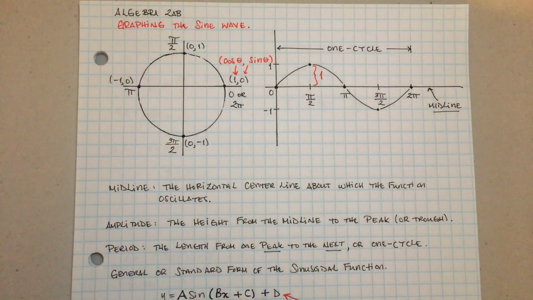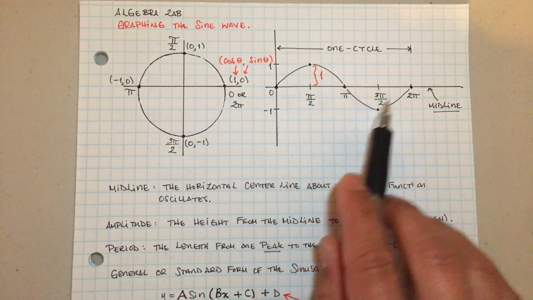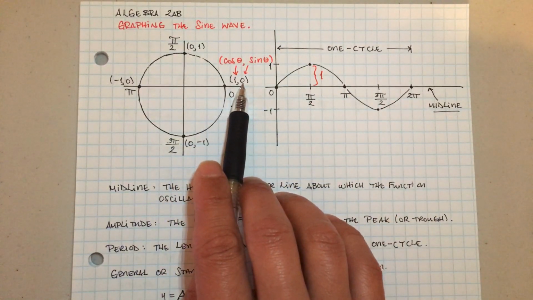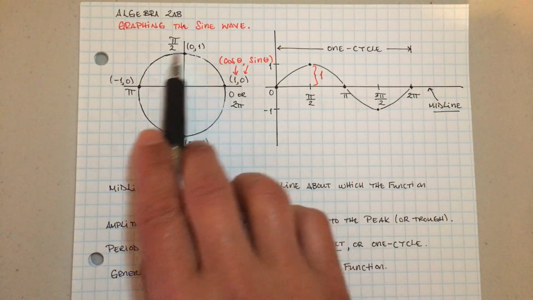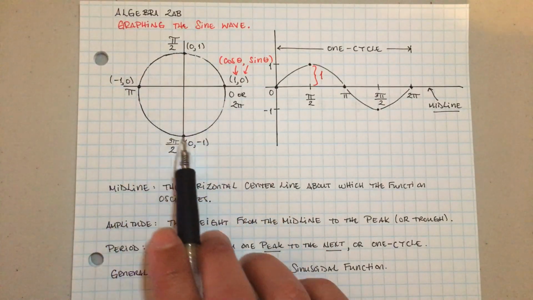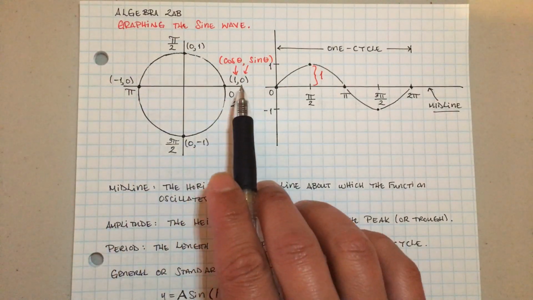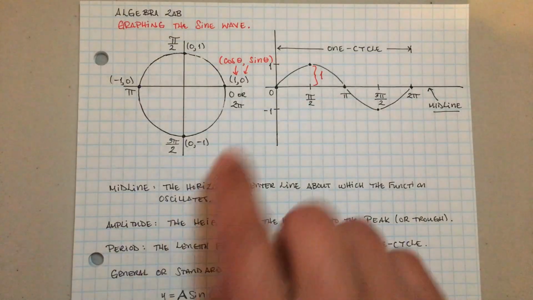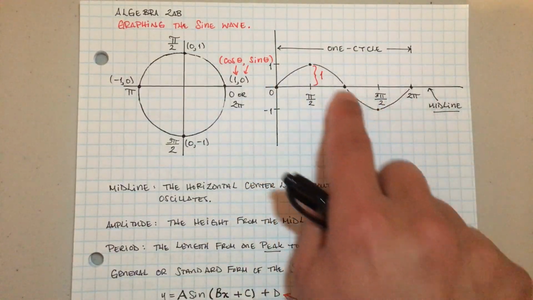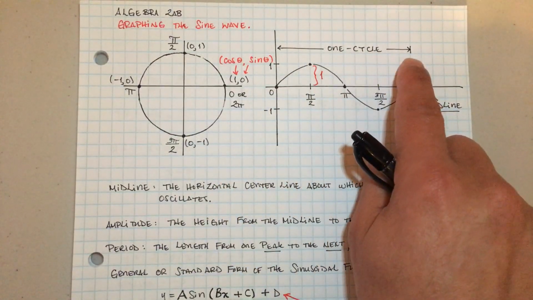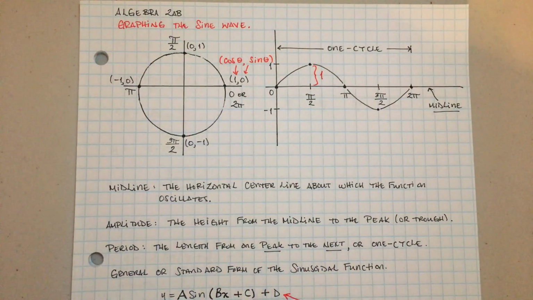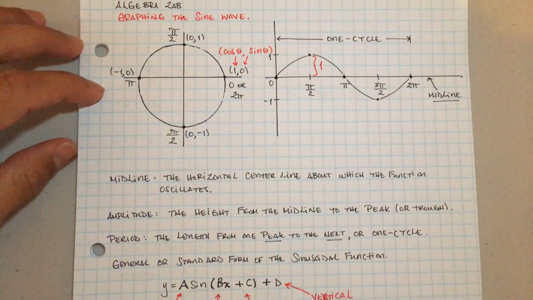Okay? And so where do we get these points? We get them from the unit circle. 0, then goes up to 1, then goes back to 0, goes down to negative 1, and then back up to 0. And we call this, because it does one turn around the circle, one cycle or one period. Okay, and there's a couple of vocabulary terms that you need to know for these.